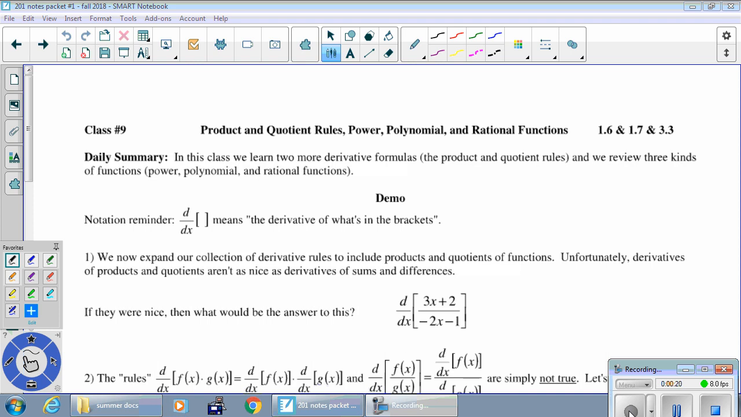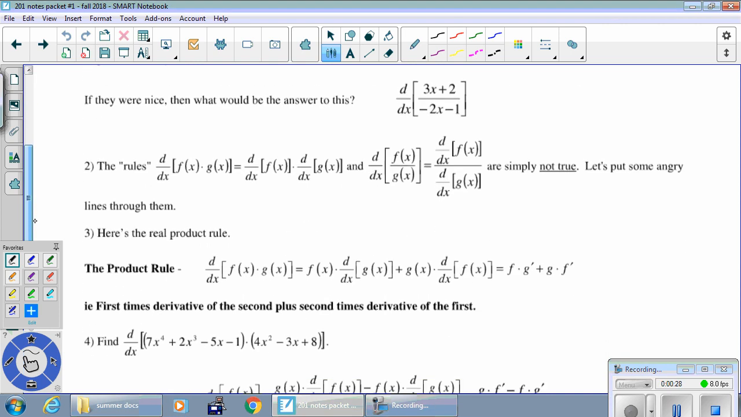Number 1, we now expand our collection of derivative rules to include products and quotients of functions. Unfortunately, derivatives of products and quotients aren't as nice as derivatives of sums and differences. We saw those kinds last class. If they were nice, then what would be the answer to this? The derivative of 3x plus 2 over negative 2x minus 1. So I'm going to put here a hopeful equal sign.